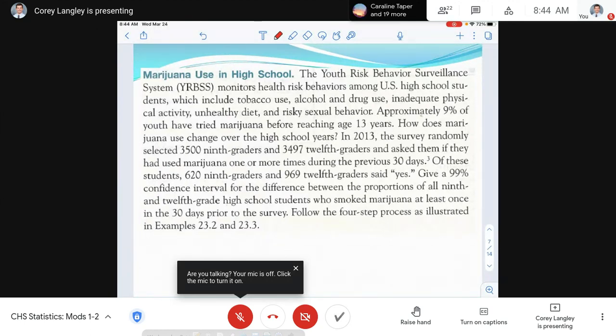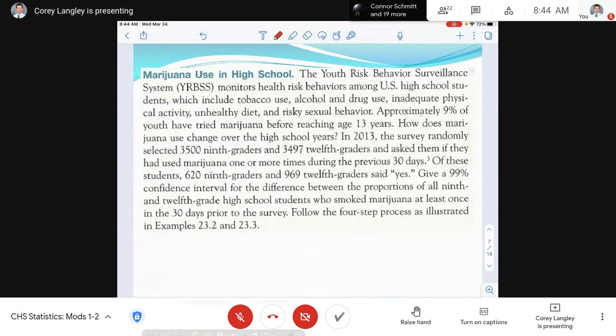So in 2013, they did a survey that randomly selected 3,500 ninth graders and almost 3,500 12th graders and asked them if they had used marijuana one or more times during the previous 30 days. Of these students, 620 of the ninth graders and 969 of the 12th graders said yes. We want to find a 99% confidence interval for the difference between the proportions of all 9th and 12th grade high school students who smoked marijuana at least once in the 30 days prior to the survey.